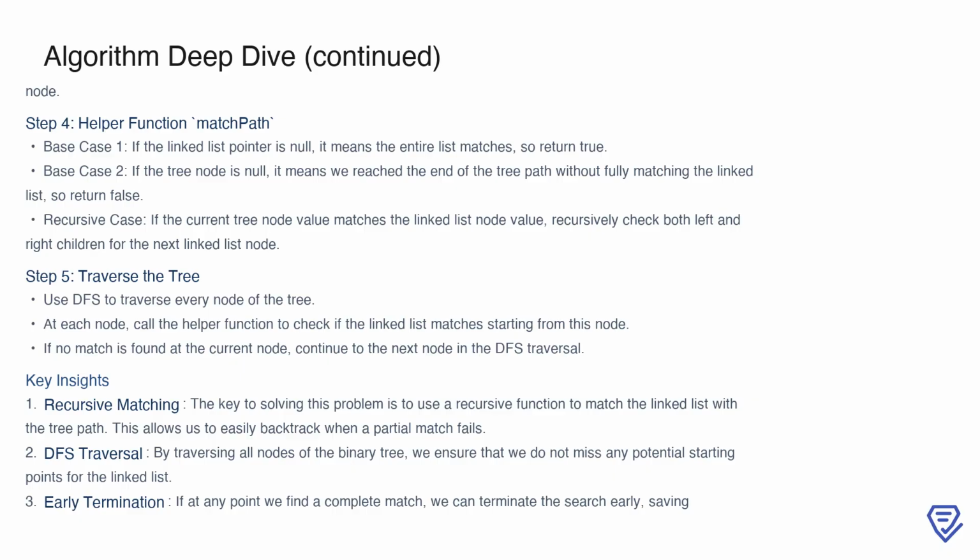Recursive matching allows us to backtrack efficiently when a partial match fails. DFS ensures that we explore all potential starting points in the tree. Additionally, the algorithm can terminate early as soon as a complete match is found, optimizing computation time.